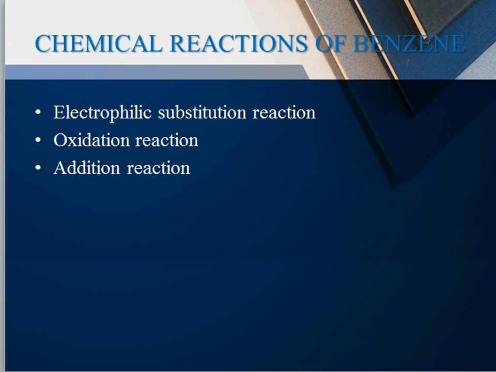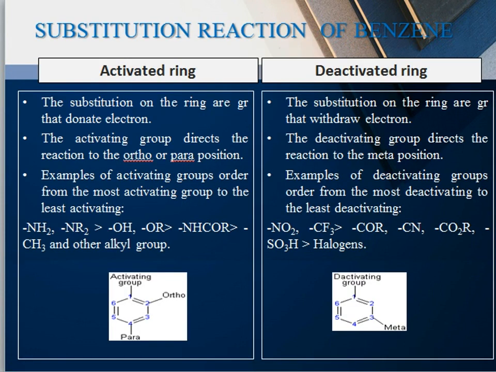So the next topic is the chemical reactions of benzene. Here are the 3 reactions of benzene. First, electrophilic substitution reaction, second, oxidation reaction, and third, addition reaction. So we start with the first reaction, which is the electrophilic substitution reaction. In this reaction, an electrophile is used to substitute into the ring, and this is known as an electrophilic substitution reaction.